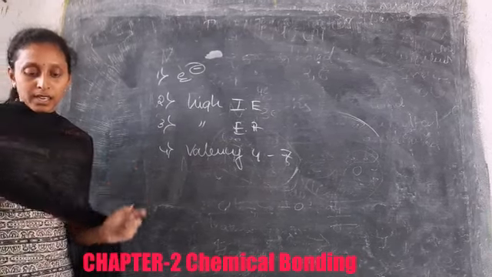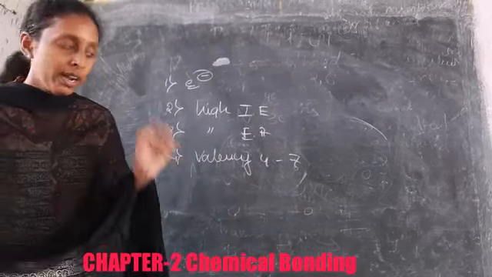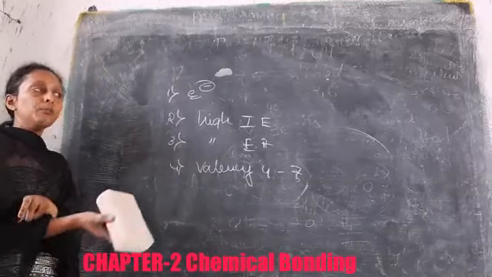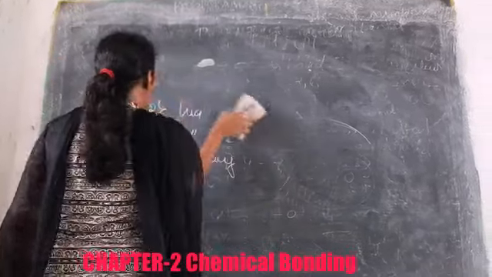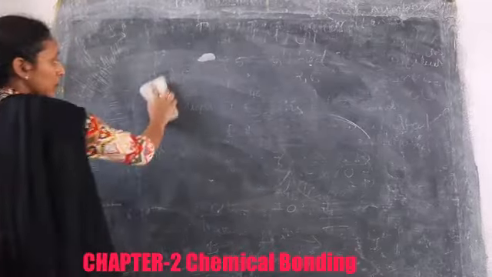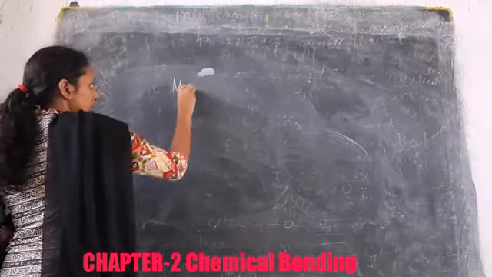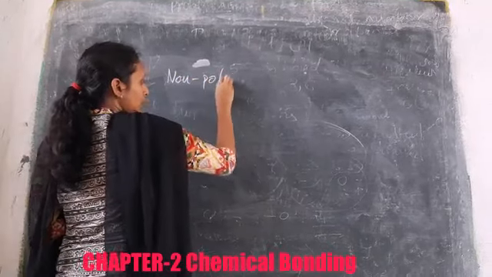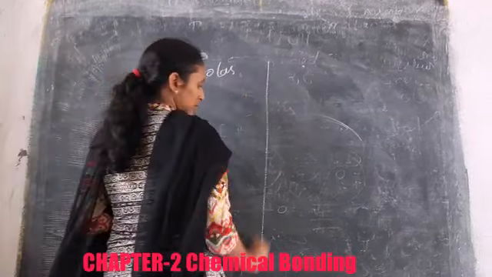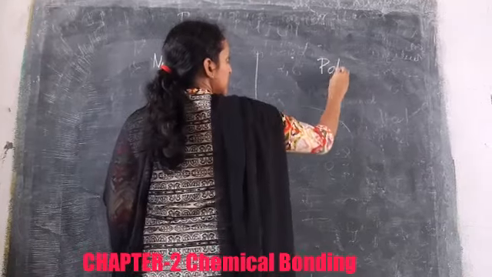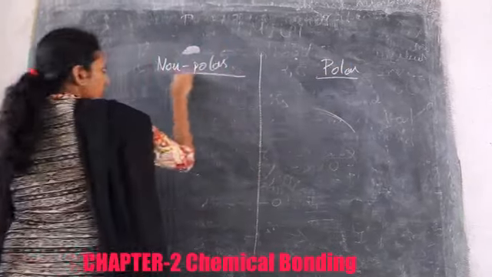Next, the covalent bond has 2 types. One is non-polar and another one is polar. Non-polar covalent bond, polar covalent bond.